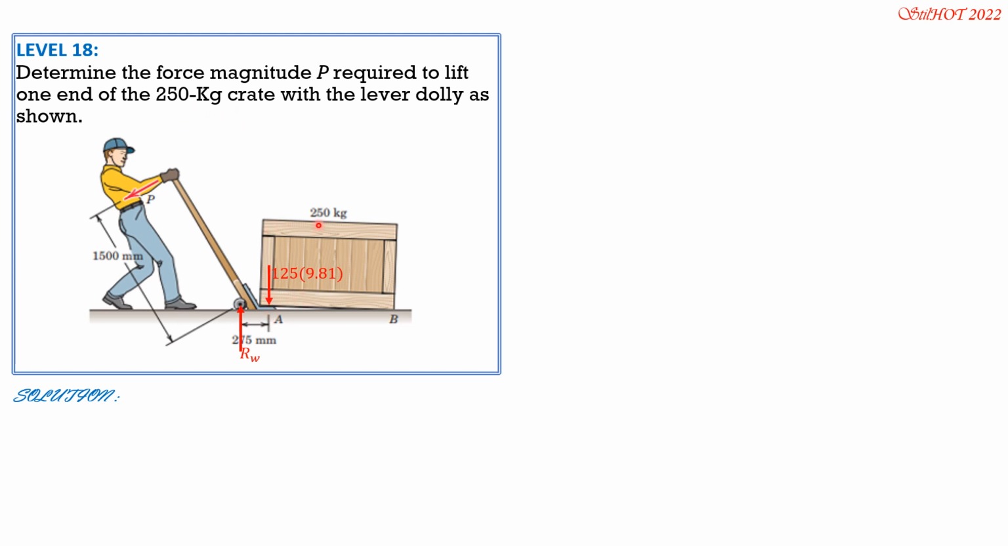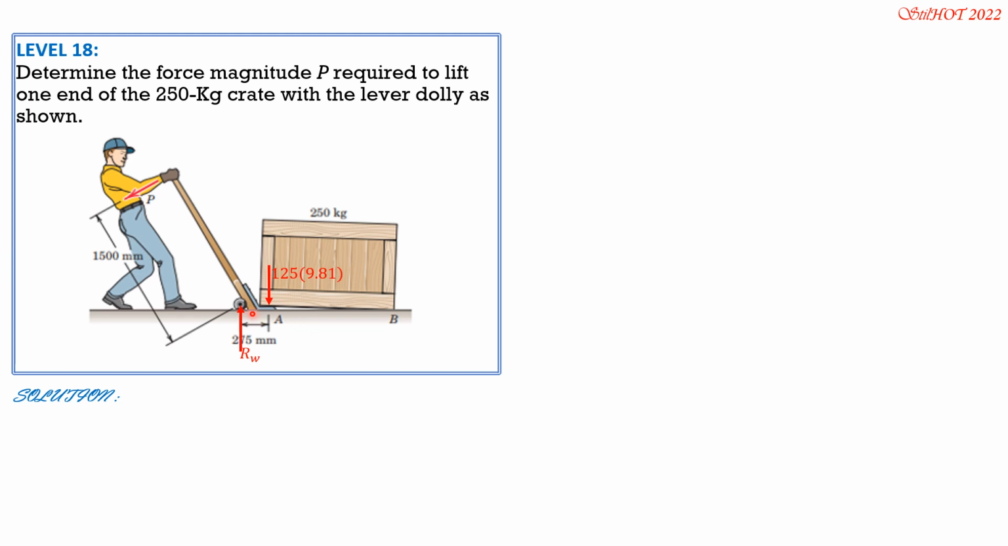So when the crate is about to be lifted, take note that they lose contact at A, because if it is not yet lifted, then there will be contact at A. When it is about to be lifted, there will be no contact at A. So that's the analysis. That's also the trick here. That must be understood, or else you wrongly solve this problem, even if it is simple for those who are really good at analyzing problems like this.